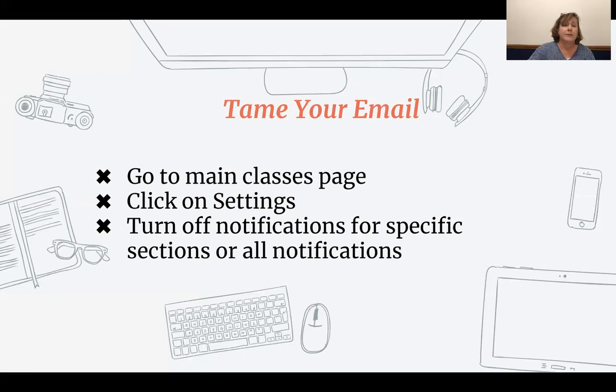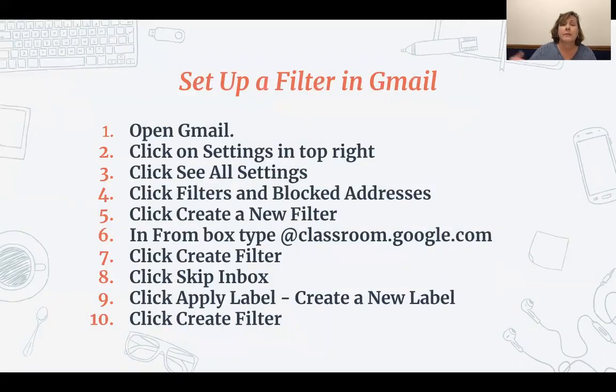Now, there is a way that if you do want to receive those email notifications, you can set up a filter inside of your Gmail so that they don't overrun your inbox. And to set up a filter inside of Gmail, this is what you need to do. You're going to open Gmail, click on the gear for settings in the top right, click on see all settings in that quick menu bar that shows up. Then you're going to click on filters and blocked addresses. Click create a new filter that's at the bottom of that box.